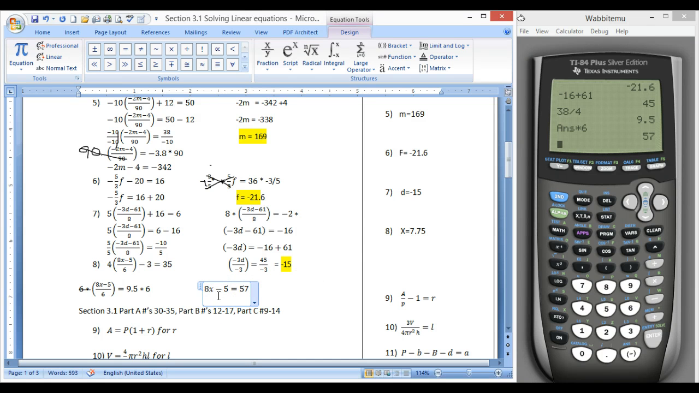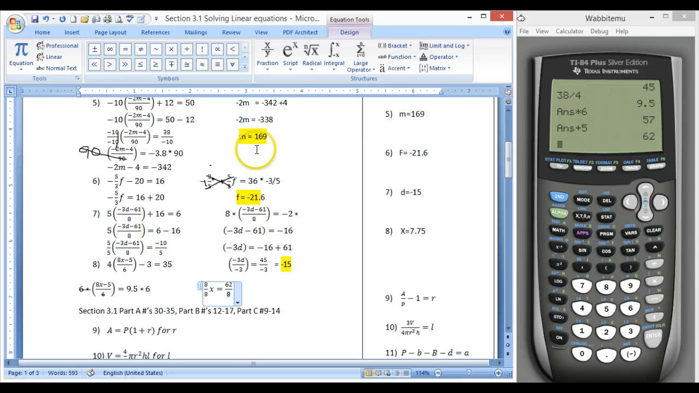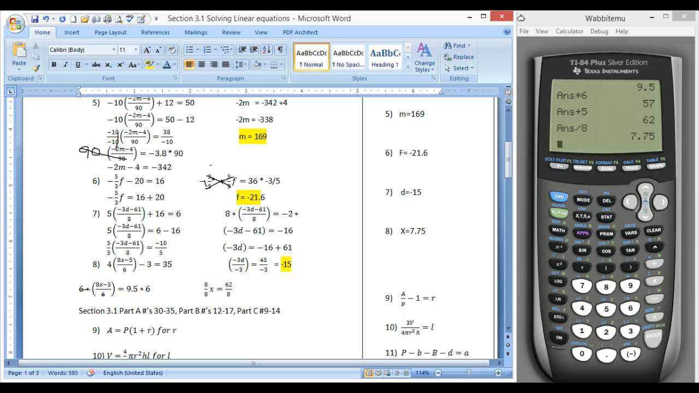Okay, now we're back to the nice and easy way of the first 3 examples. I need to get rid of this 5, so I'm going to add 5 to both sides, and that gives me 62. And then I need to get rid of the 8, doing the opposite. If it's 8 times, I need to divide by 8, again on this side. And divide by 8.